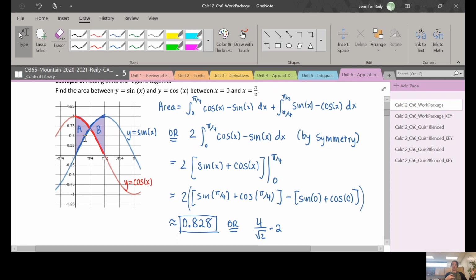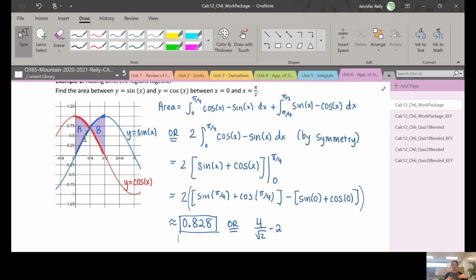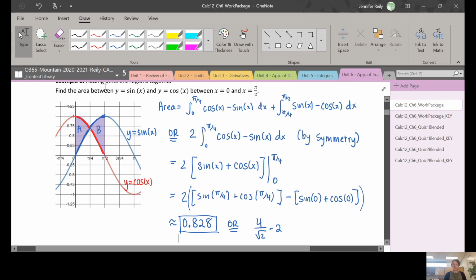Okay, so that was an example where you need to split the region you're looking at into two parts, because in one section, one function was on top, and in the other section, the other function was on top. In this case, we were able to use symmetry to cut our workload in half, but you won't always be able to do that.